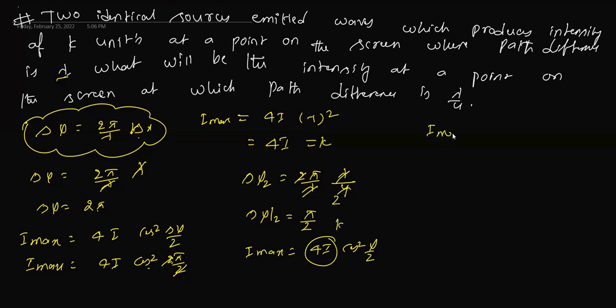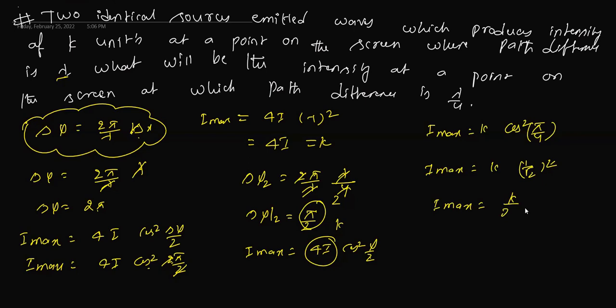Therefore I equals k times cos square phi by 2. Delta phi value is pi by 2, divided by 2, that's pi by 4. Cos square pi by 4. Pi by 4 is 45 degrees, which is 1 by root 2. Therefore k into 1 by root 2 whole square. The square root gets cancelled. Therefore the answer is k by 2. So this is the intensity where the path difference is lambda by 4, as given in the question. When the path difference is lambda by 4, the intensity we got is k by 2.